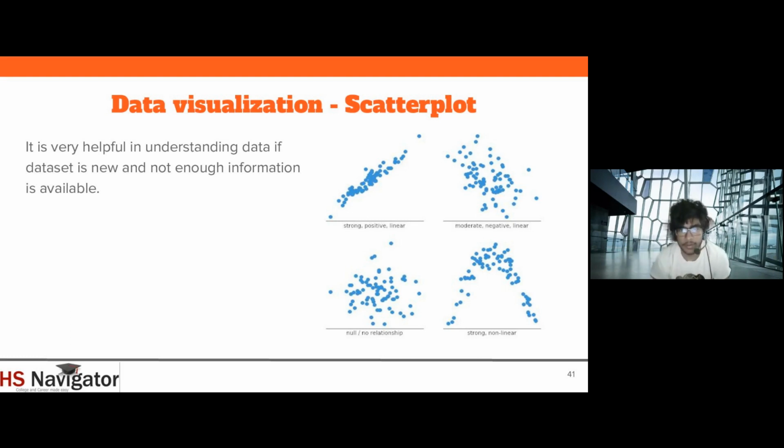And then on the bottom right, you can see a strong nonlinear correlation. As you can see, it follows something that looks like maybe a negative quadratic equation, and most of the data is pretty close together, close to the line.